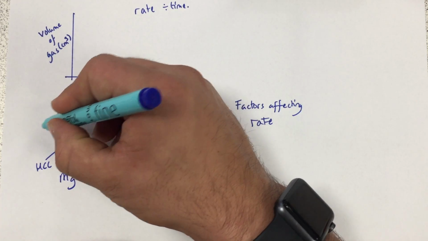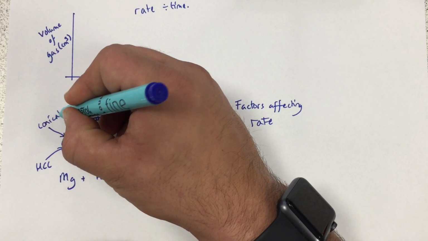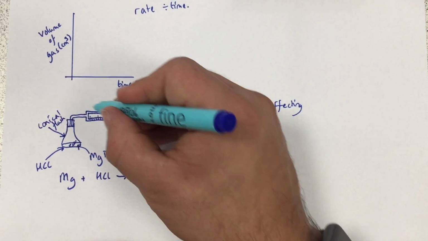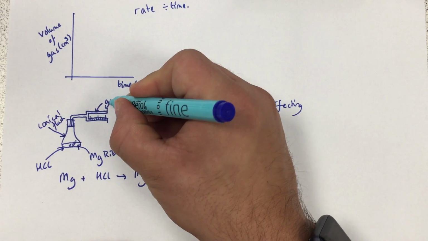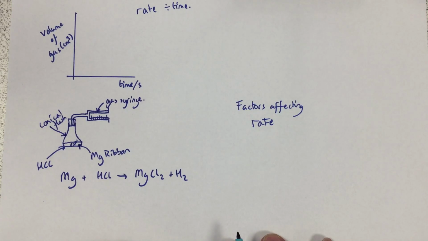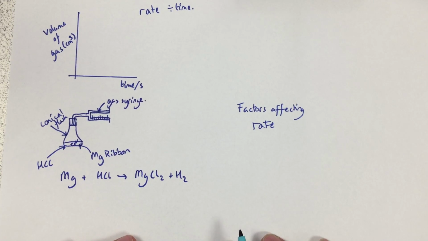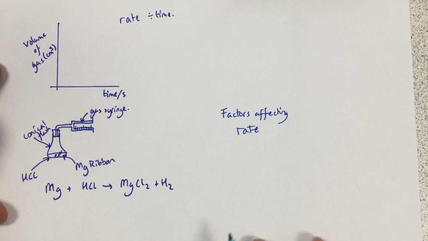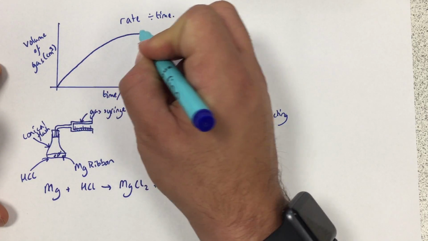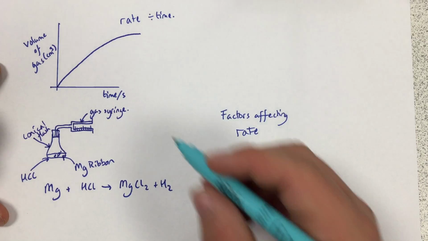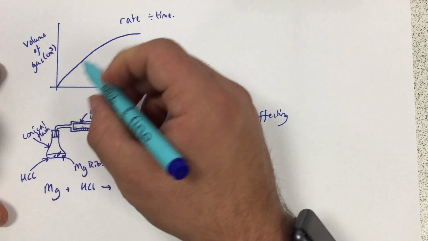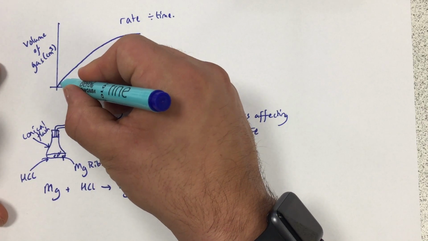So I need a conical flask to do my reaction in, a bung and a delivery tube, and then this piece of equipment which is a gas syringe, and that we can use to measure the volume of gas that is produced. If I then plot that as a graph, it will look something like that. So this is a volume of gas against time graph.